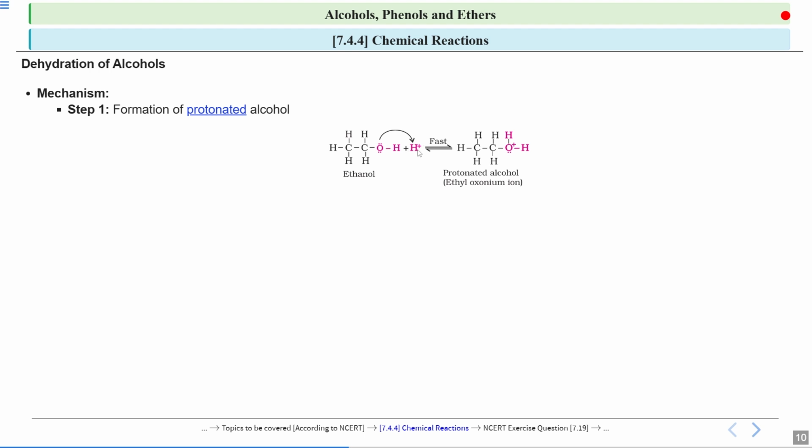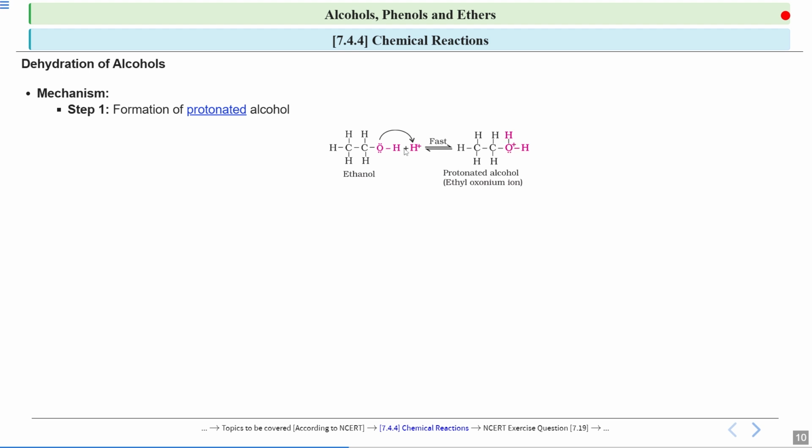This H plus is an electrophile. It is electron deficient, your proton, and oxygen has electron density to donate. So if this wants to accept and this wants to donate, what will happen? This oxygen will donate its electron density to this H plus, and your alcohol will form a protonated alcohol. See, this is a protonated alcohol. There is a positive charge on this oxygen.